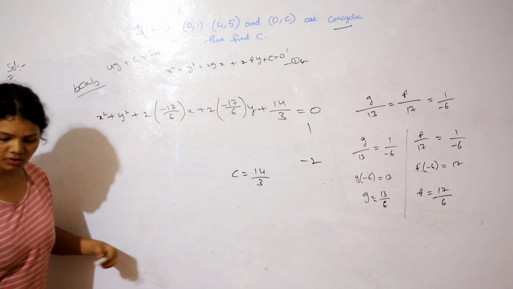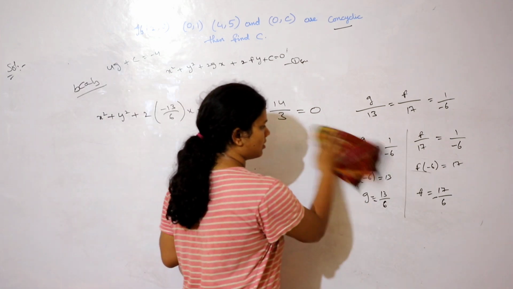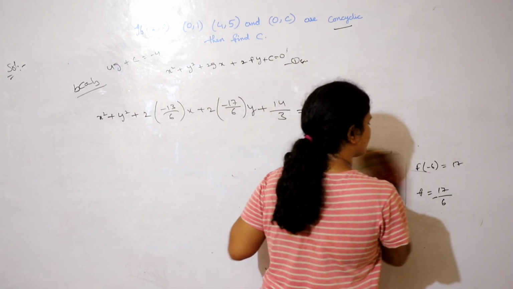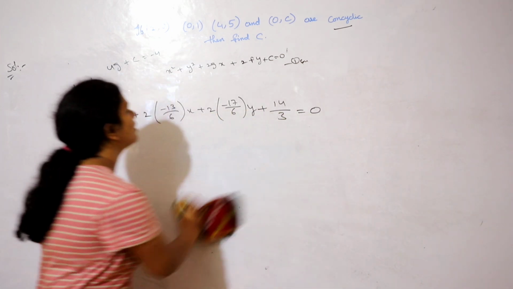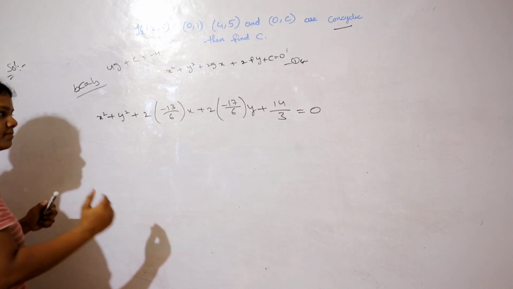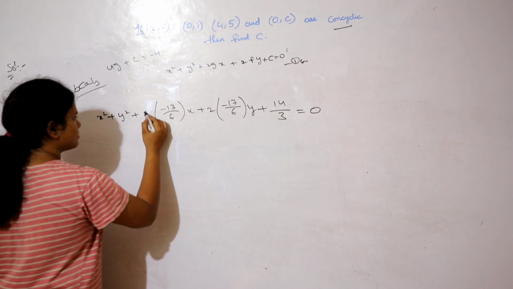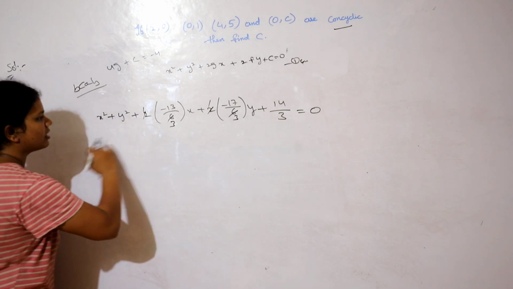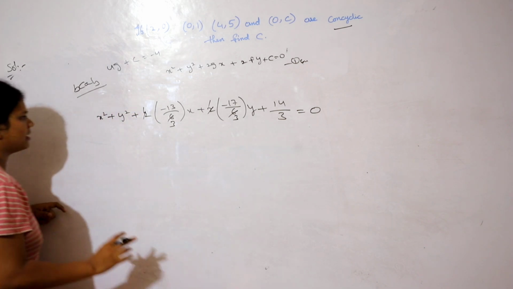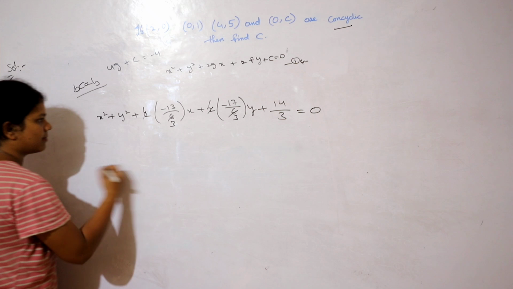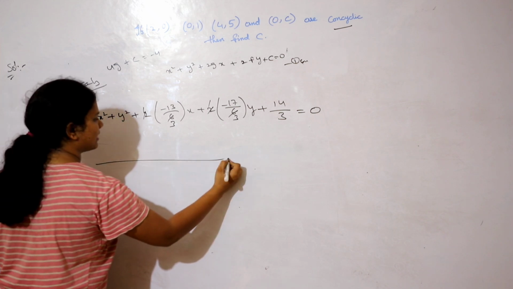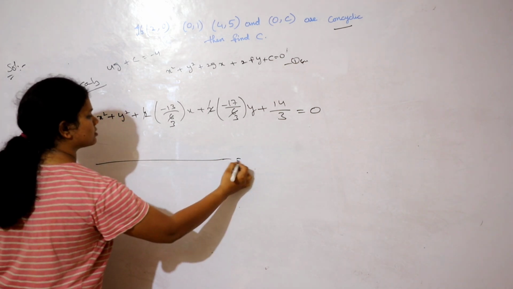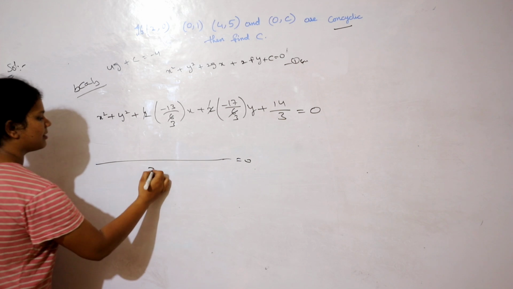Let's erase this all. Okay, clear? Now you solve this equation separately. 2 1s are 2, 2 3s are 6. You can see all the denominators are 3. Now take the LCM directly. The LCM will be 3.